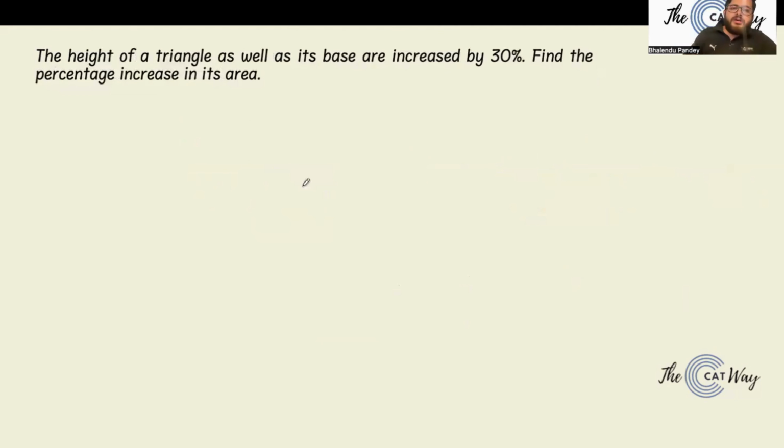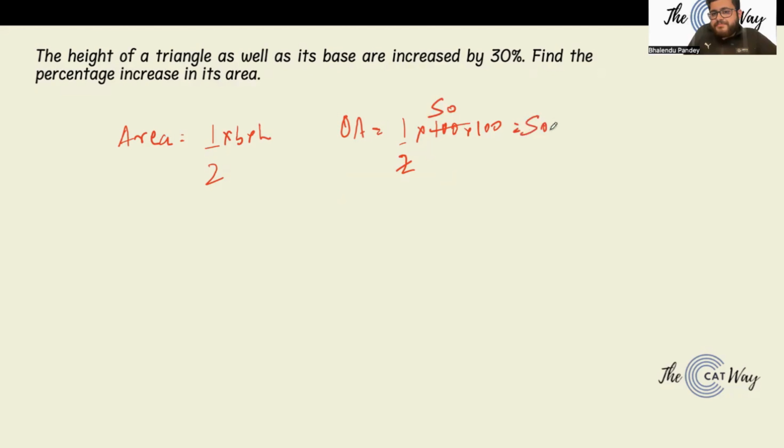Let's solve one more question. The height of a triangle as well as its base are increased by 30%. Find the percentage increase in the area, right? So area of a triangle is half into base into height. Now, what did I tell you? That when there is no absolute value in the question, you can use any value that you want. So we'll assume that my base and height both are 100. So my original area was 1 by 2 multiplied by 100 multiplied by 100. So my original area was 5,000, right? My original area was 5,000.